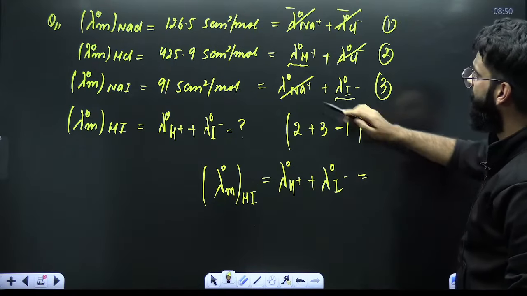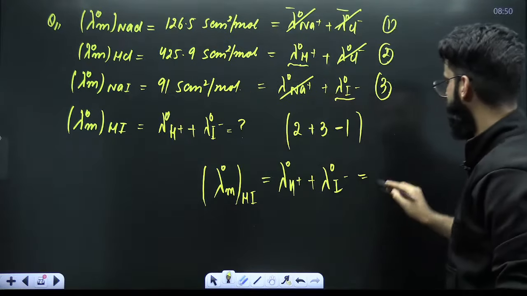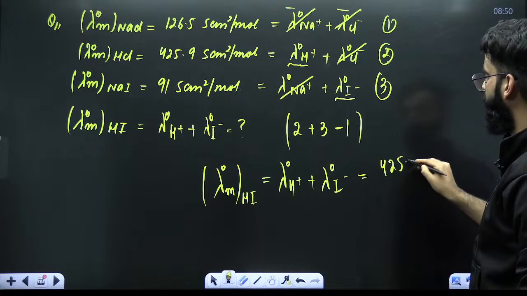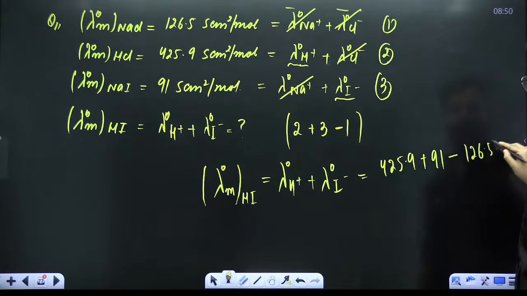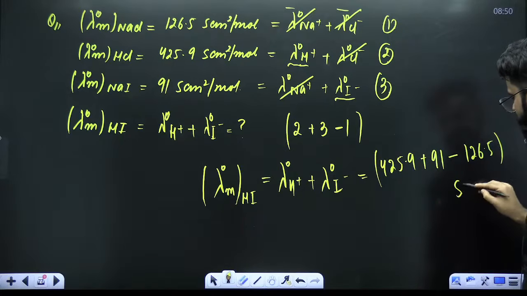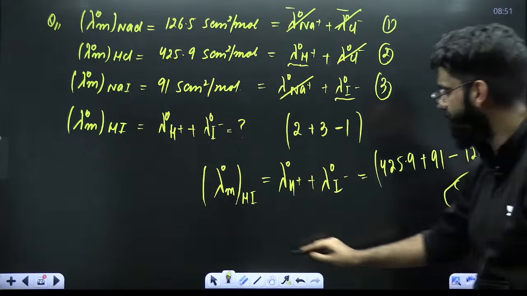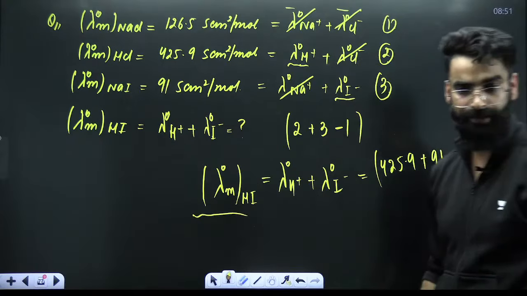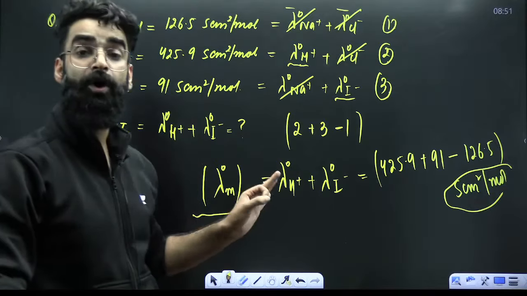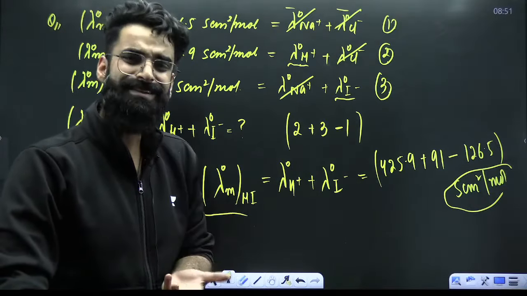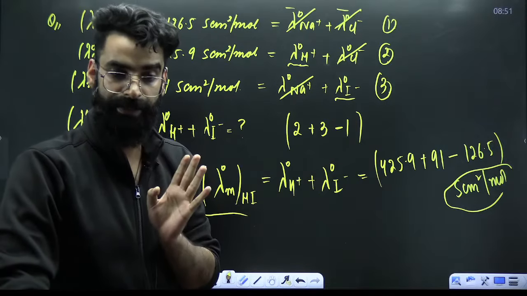Do the same operation with their molar conductivity values. So 2 plus 3, this plus this minus this. So the answer has to be 425.9 plus 91 minus 126.5. Solve it. Whatever value you get, the answer is going to be Siemens centimeter square per mole. This is the molar conductivity at infinite dilution for this particular electrolyte HI. I hope this is clear to everyone. So this was the first application of the Kohlrausch law, to get the molar conductivity at infinite dilution for a weak electrolyte, correct?